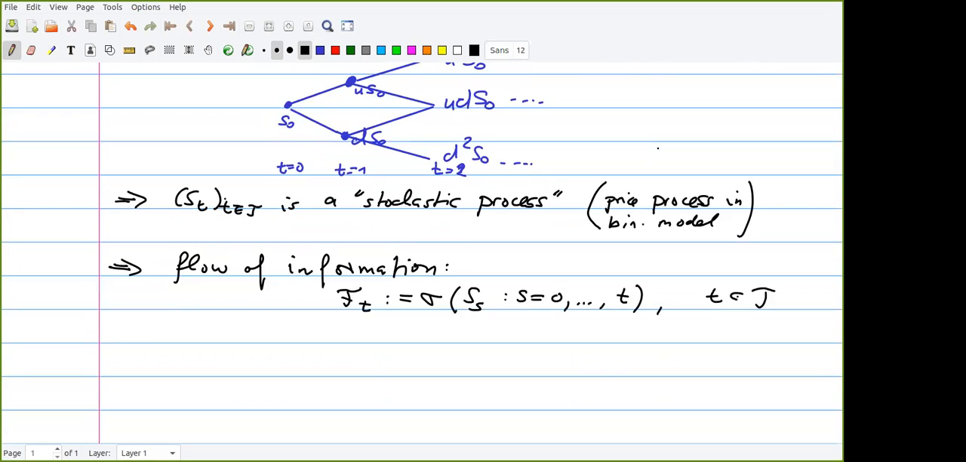Wait. Let me see here. So what is this? So this is the information flow, right? It is a sequence of sigma algebras, which are generated by this price process S. So this is our guiding example for today.